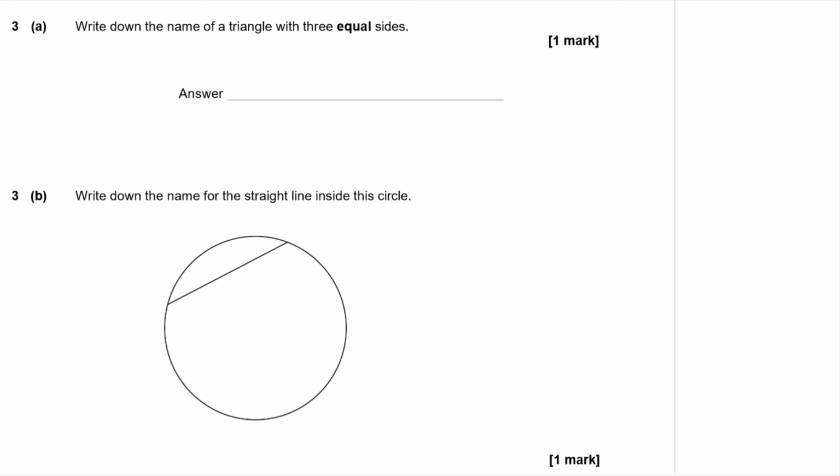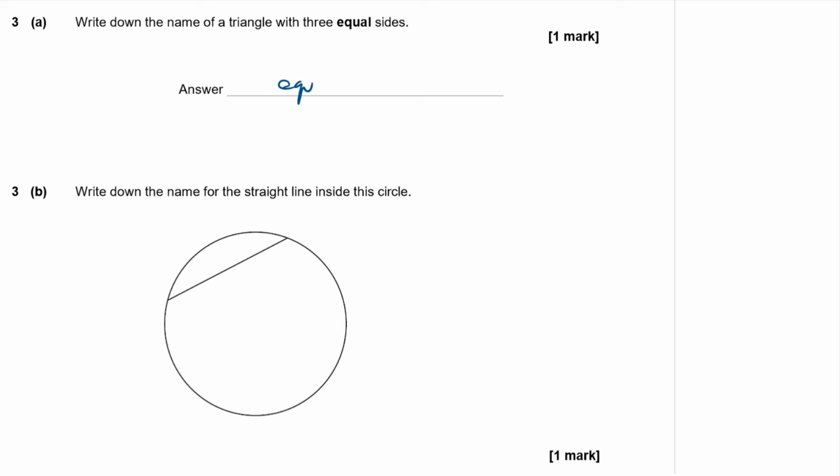Question 3. Write down the name of a triangle with 3 equal sides. Well, the triangle with 3 equal sides is an equilateral triangle, isn't it? Equilateral triangle. There we go.